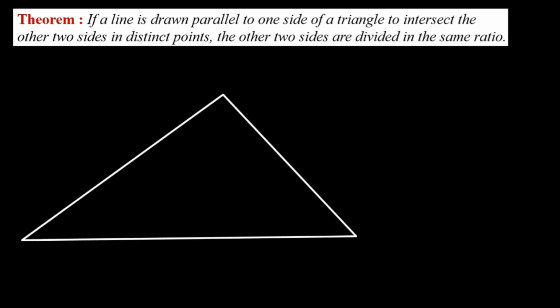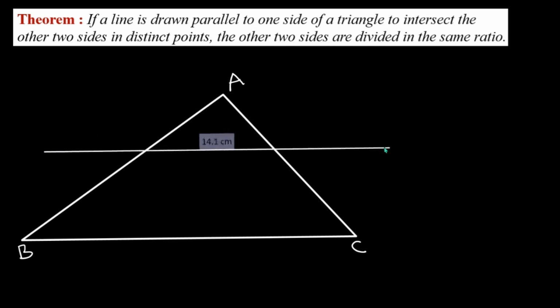I will now draw a triangle. Let's take any triangle. I'm marking the points similar to the book, the same points, so there is no confusion for you. This triangle is ABC. Now I'm drawing one parallel line to any of these sides. Let's draw a parallel line to BC.